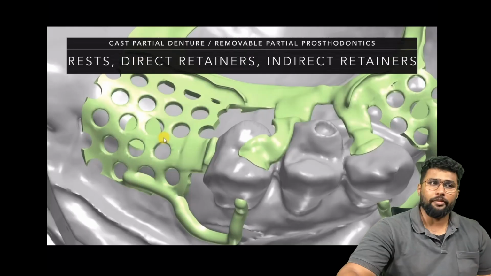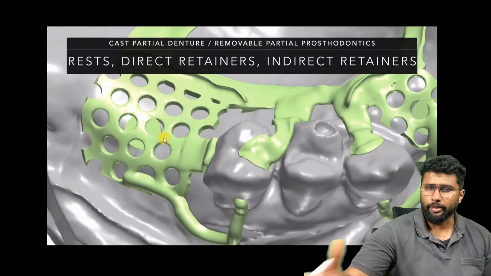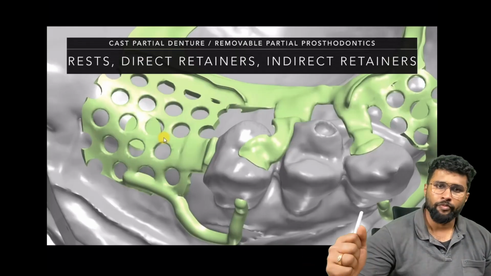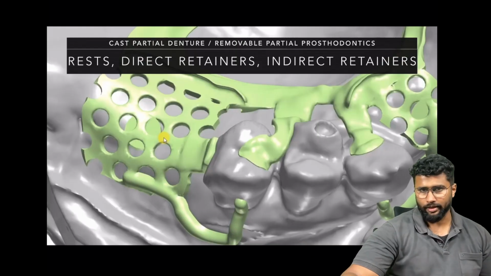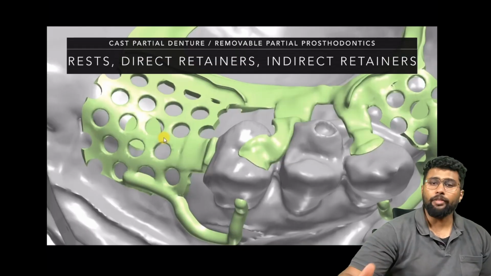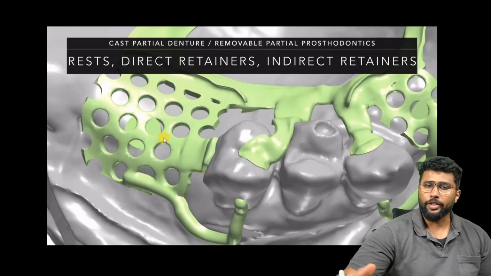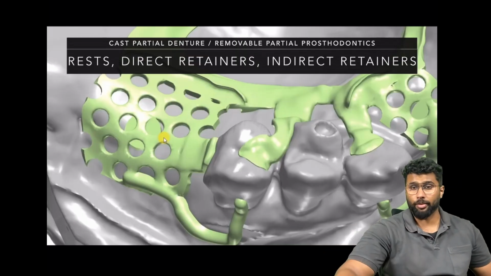So we got done with your major connectors and the minor connectors. Next, it brings us to the remaining components, which are rests, direct retainers, and the indirect retainers. Now, these components are extremely vital to the success of your cast partial denture. The rests provide support, which basically prevents your prosthesis from sinking into the tissues, right?